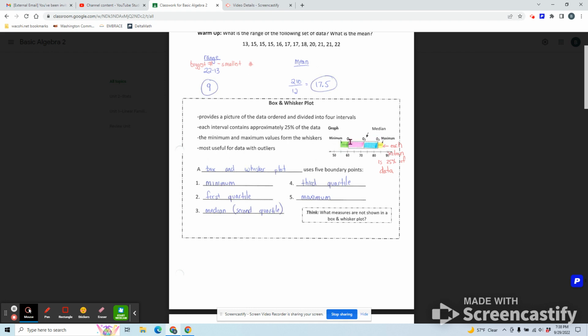The max and the min form the whiskers. And this is most useful for when you have data with outliers. So the best time to use the box and whisker plot is if you have outliers. A box and whisker plot uses 5 boundary points: the minimum and the maximum, the first quartile, the median, which is the second quartile, and then the third quartile.